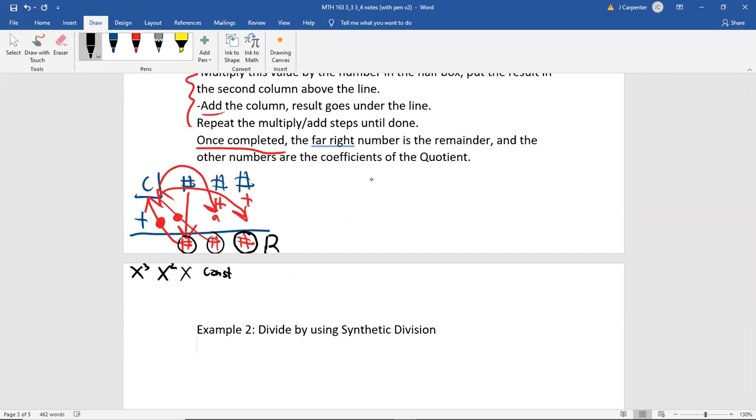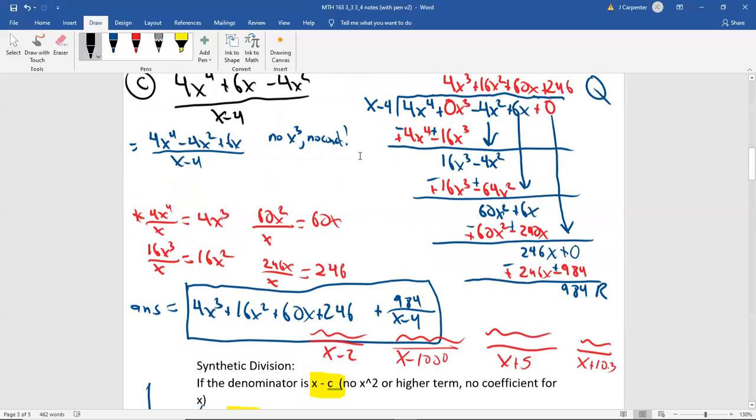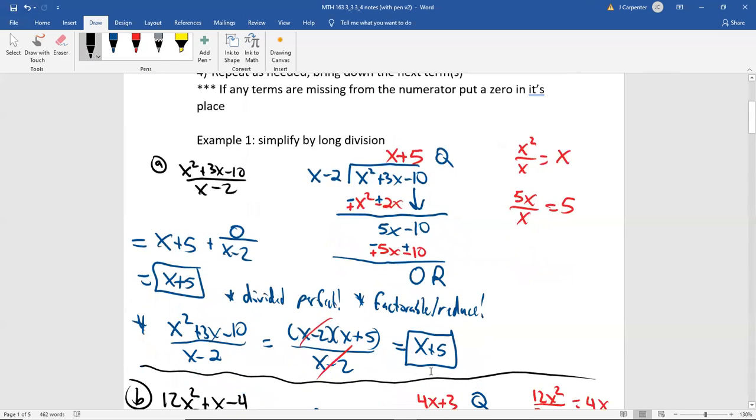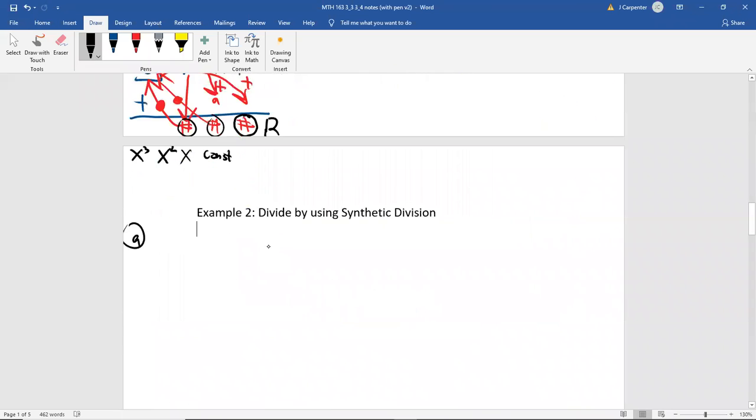All right, so for A, we're going to borrow A from before, this x squared plus 3x minus 10 over x minus 2. We're going to do this one again, but with synthetic division. So we already know what the answer is. The answer should just be x plus 5. So if this synthetic division actually works, we'll prove it, at least by example. I wouldn't call it an official proof, but at least it'll make us feel a little better than just taking a blind leap of faith. So x squared plus 3x minus 10 over x minus 2.